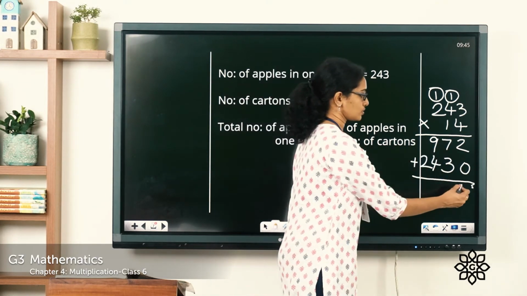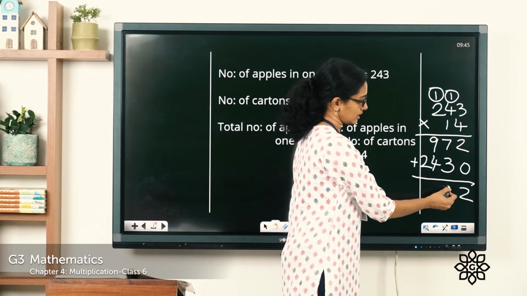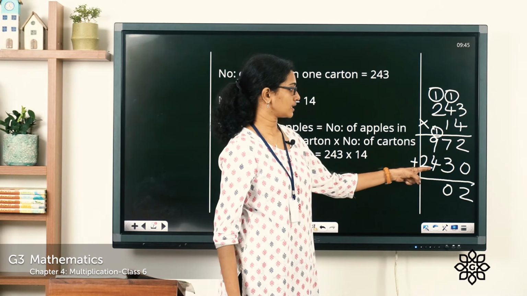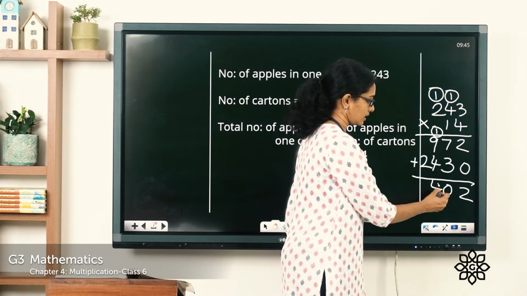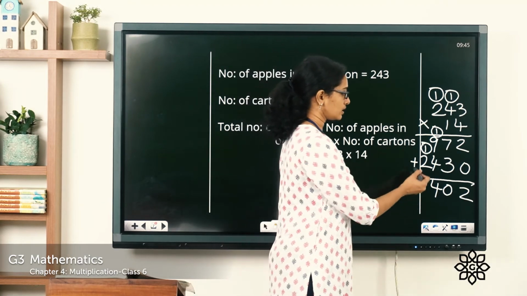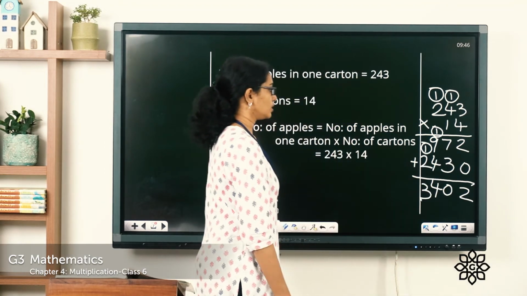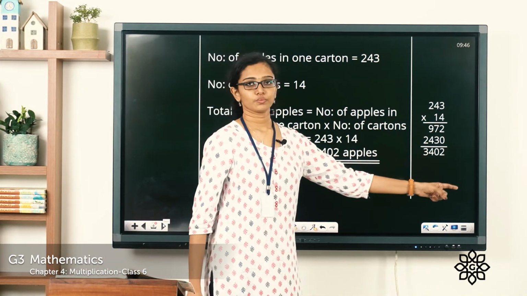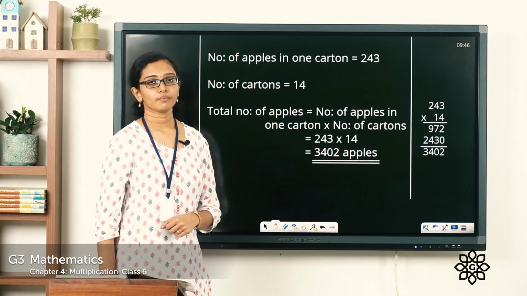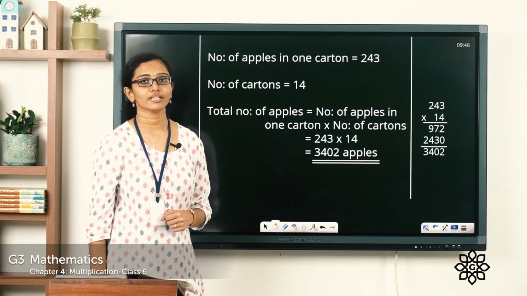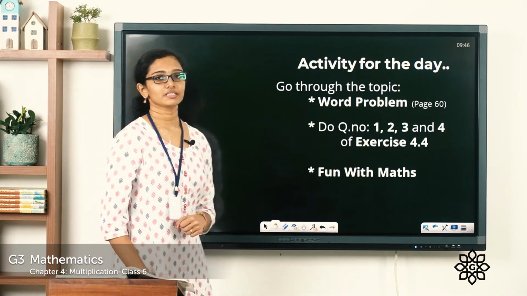Now, let's add the two products. 2 plus 0, 2, 7 plus 3, 10, carry over 1. Now, you have 9 plus 4, 13, plus 1, 14, again a carry over. Now, 2 plus the carried over 1 is equal to 3. So, what is the product? We have 3402, and the total number of apples would be 3402 apples in 14 such cartons. So, I hope this is clear to you.